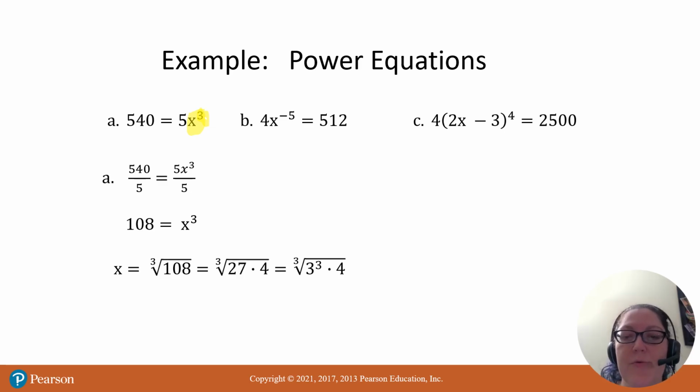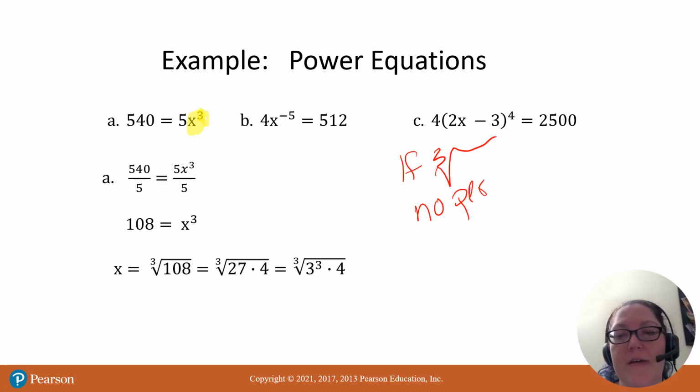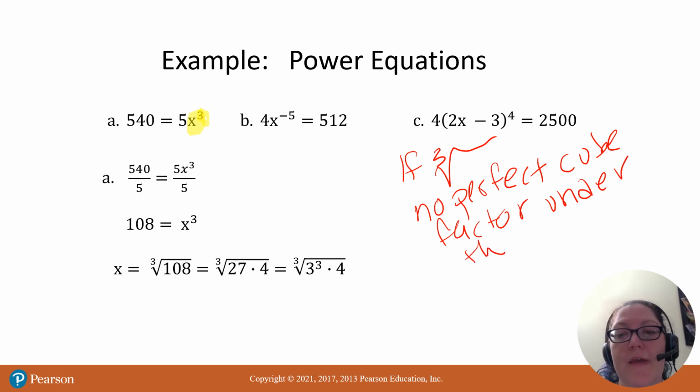We do have a couple of rules that we want to keep in mind. One of the rules is that if you are looking at a cube root, you want to make sure that there's no perfect cube factor under the cube root. Now you're probably going, oh, I don't know what perfect cube factors are. Well, you actually do. It's just that a lot of the time we forget them as we move up into higher levels of math.